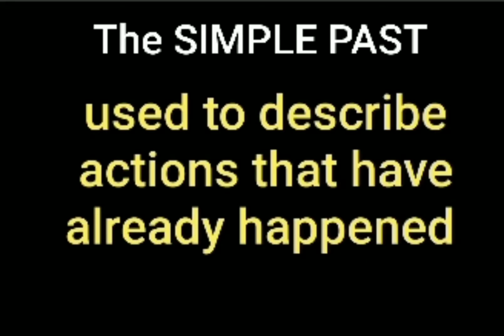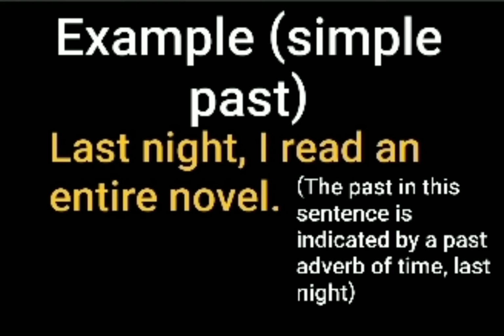while the simple past is used to describe actions that have already happened. It means the action is already completed in the past. For example, last night I read an entire novel. The past in this sentence is indicated by a past adverb of time, last night. Obviously, the verb or the action was already completed last night. So the verb read here is a simple past tense.